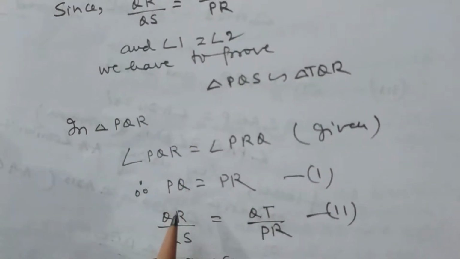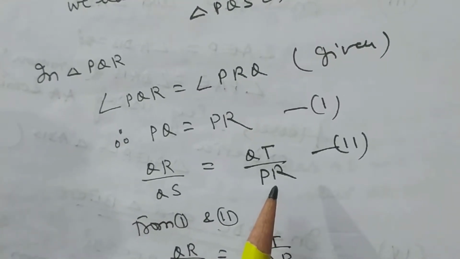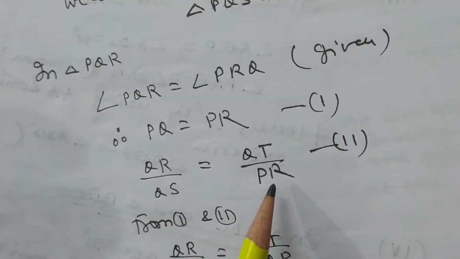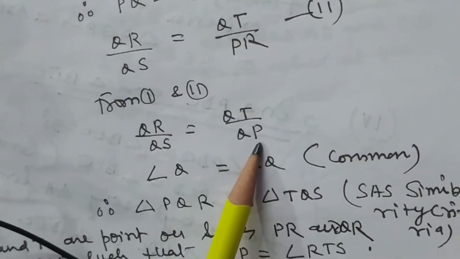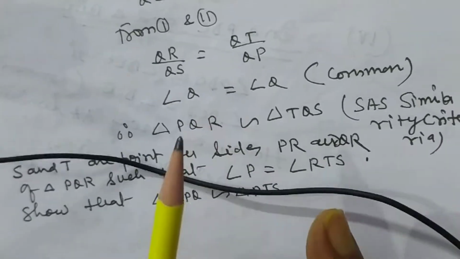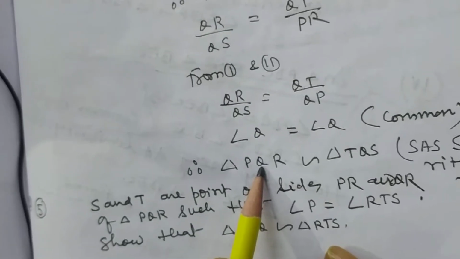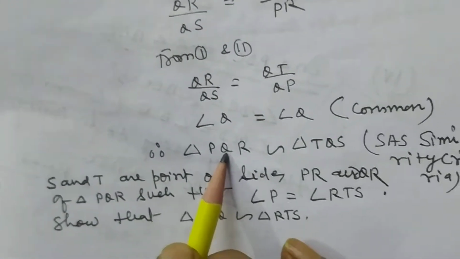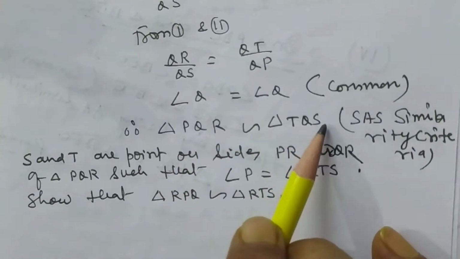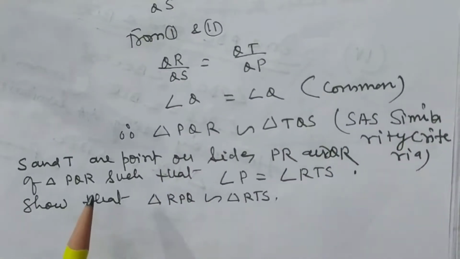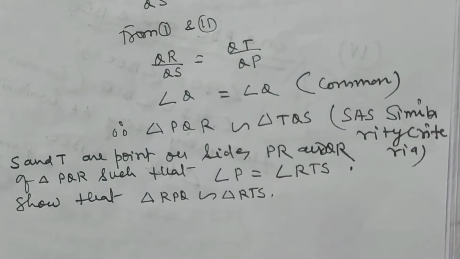Now QR by QS is equal to QT by PR. And PR can be written as PQ. So QR by QS is equal to QT by QP. And angle Q is common. So the triangles PQS and TQR both are similar by SAS similarity criteria. So my dear students, in this way we can solve this problem.